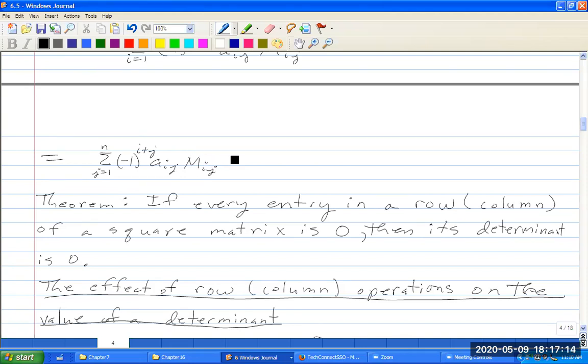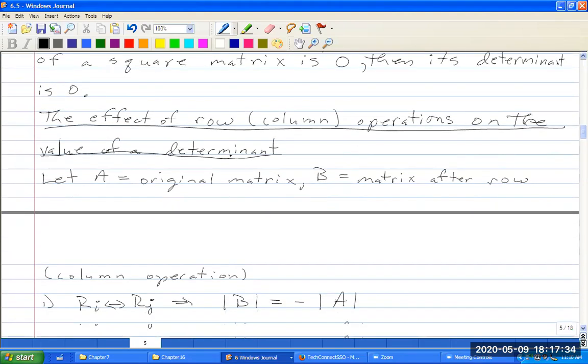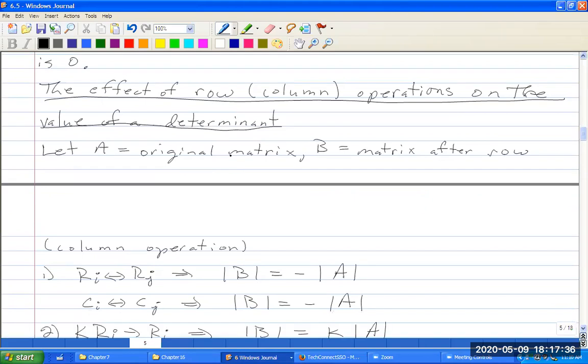Theorem. If every entry in a row or in a column of a determinant is 0, that's an easy way to see that determinants are 0. We'll also see some other ways, but first, the effect of a row or column operation on the value of a determinant.